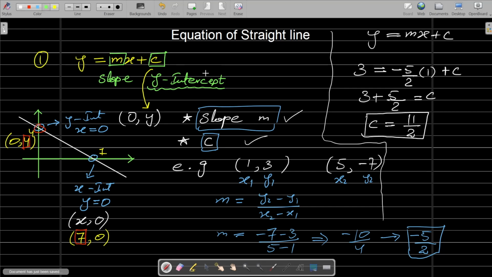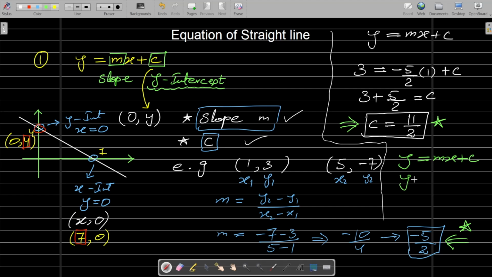Now finally I can see that I have both things. I have my y-intercept and I have my slope as well. As soon as you have these two things, you can apply y equal to mx plus c to find the equation of a line.